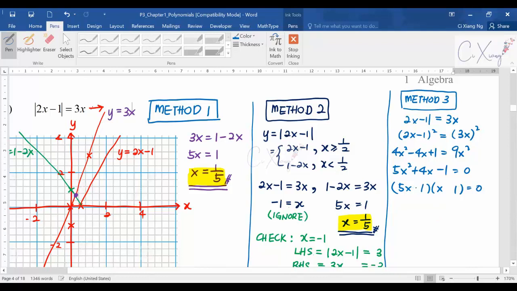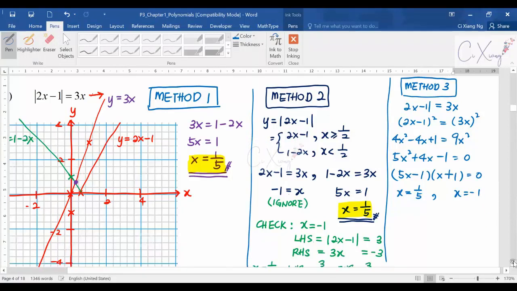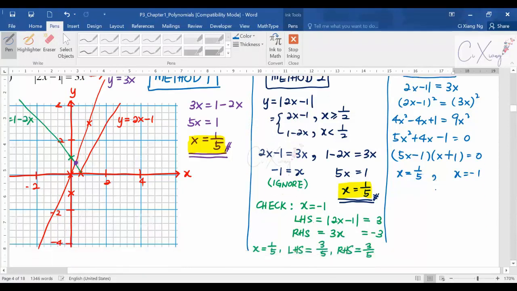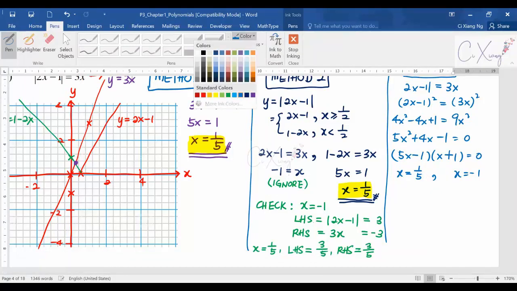Okay, so for this one, I should have a plus here. Wait, okay, so I should have a plus here. This one is a negative. So when you solve it, you have x equals 1/5 and also x equals -1. So for this particular method and pattern, you are getting two answers here.